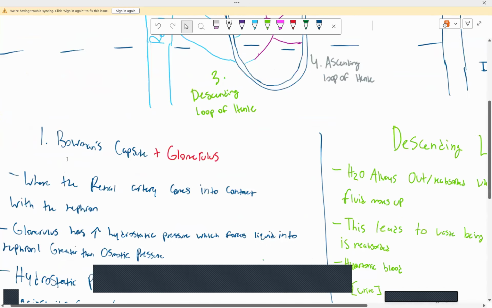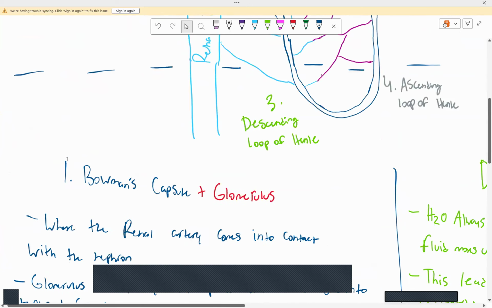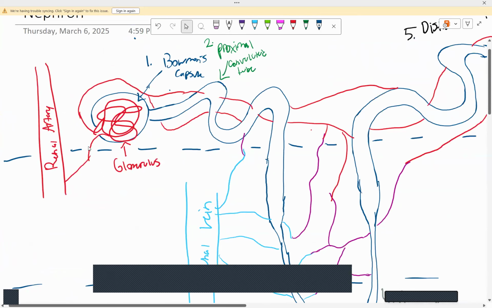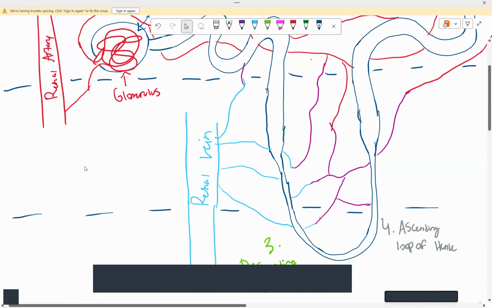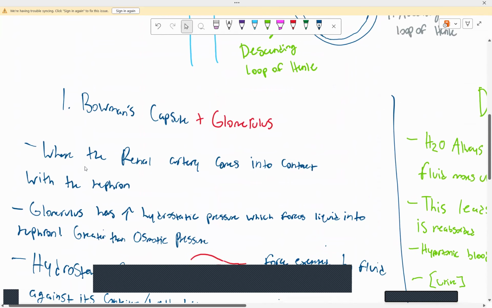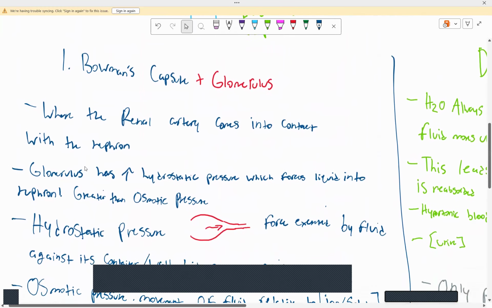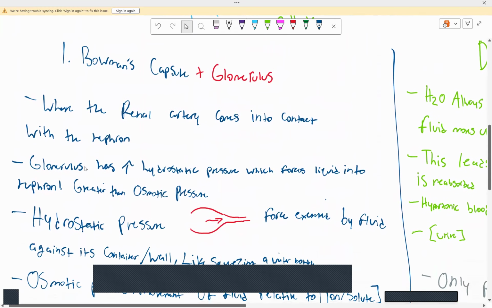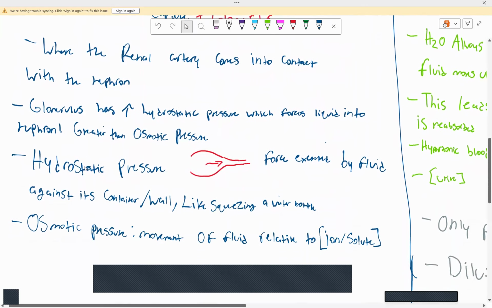So first let's go over Bowman's capsule. Once again, Bowman's capsule is the first part of the nephron that interacts with the arteriole from the renal artery. It's where the renal artery first comes into contact with the nephron. So this is where there's hydrostatic pressure at play. There are two main forces that you need to be aware of, which are hydrostatic pressure and oncotic pressure. I don't know why I said osmotic. It's oncotic.